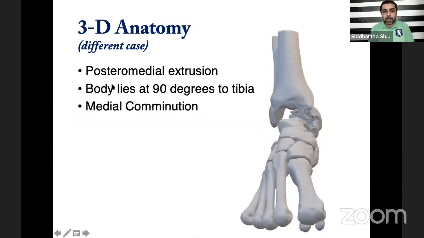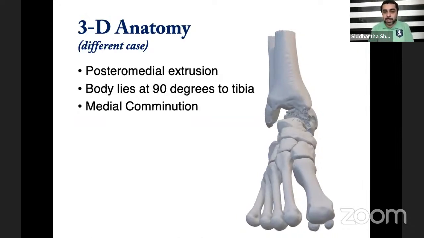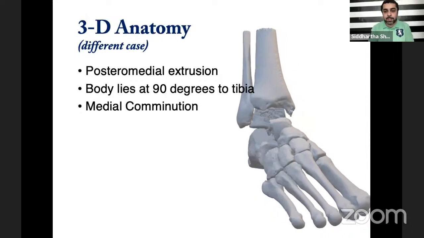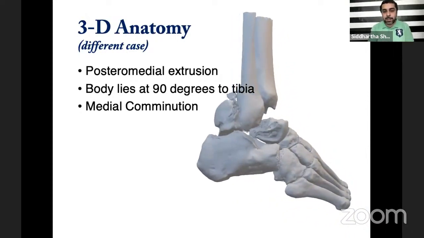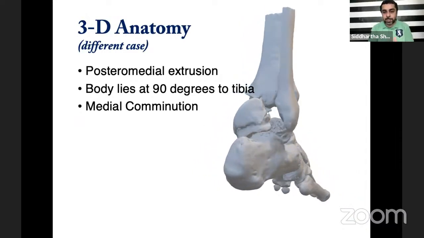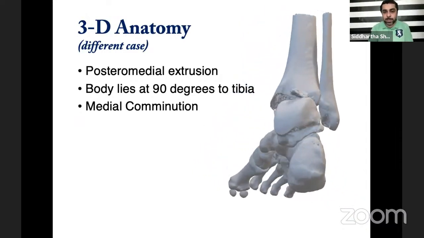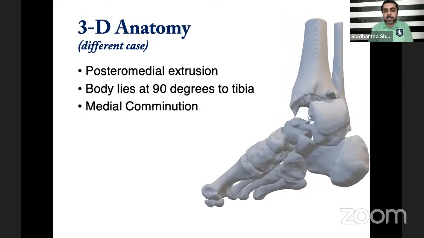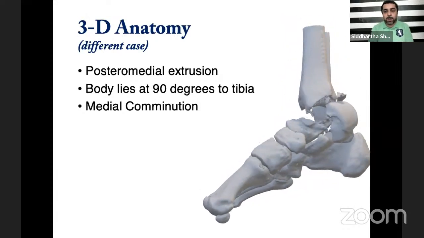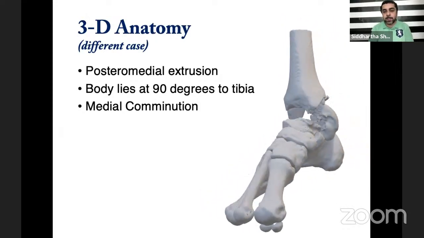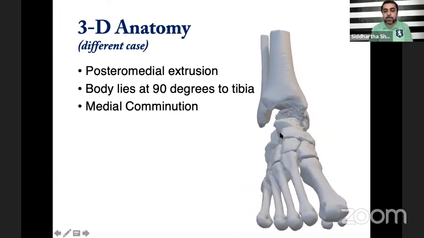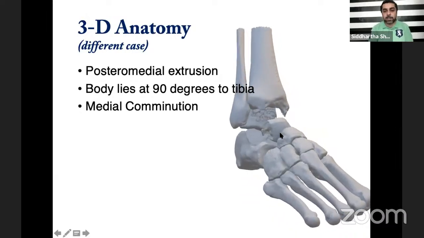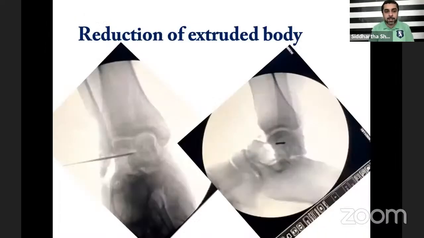So looking at the pathoanatomy, now the 3D reconstruction, mind you, comes from a different case, but it illustrates the pathoanatomy. So you can see that there is a dislocation of the talar body. In this case, it is lying posteromedially, which is so common, like I've told you. And there is extensive comminution of the medial side. Often you will find that there is comminution of the lateral side as well. And if you look very carefully, there is often subluxation of the talonavicular joint, which you need to address.